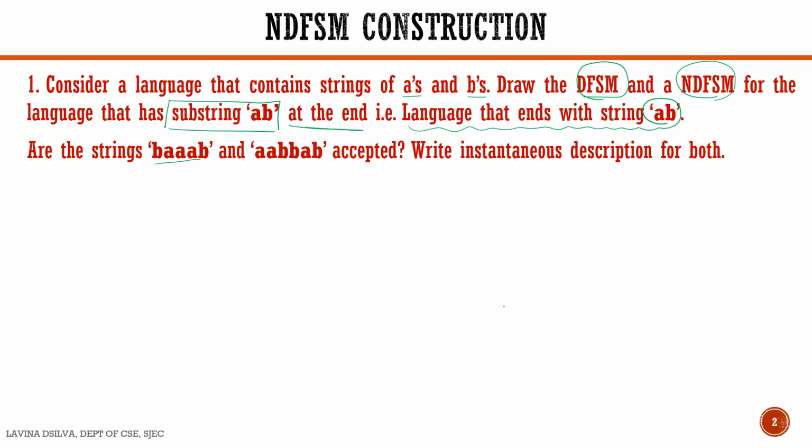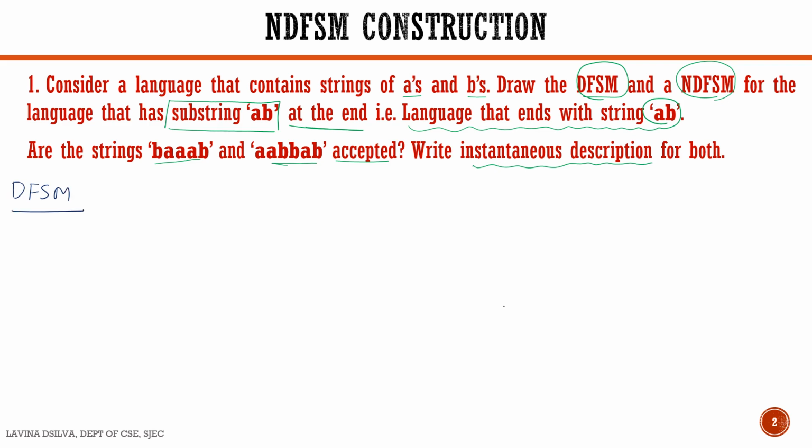baaab and string aabbab are accepted. And how do we check this acceptance concept? It is by writing an instantaneous description. So first let us construct the DFSMs and NFSMs and then go ahead with writing instantaneous descriptions for both the strings which are specified in this question. First I will draw the DFSM.